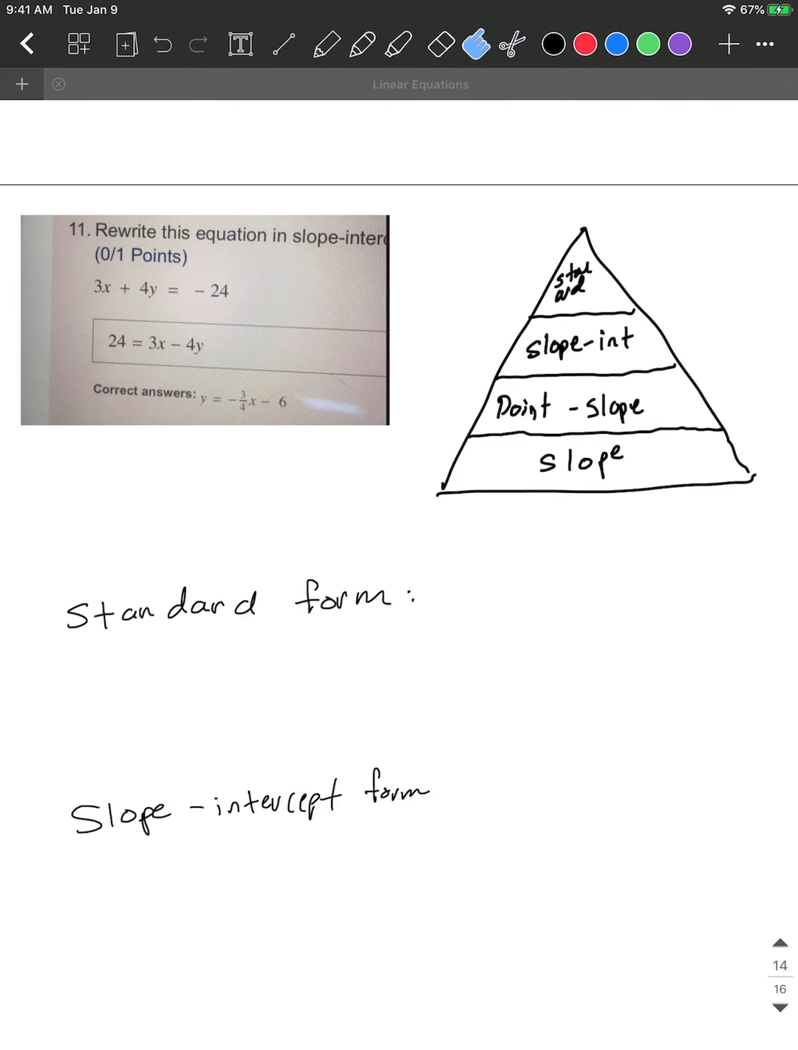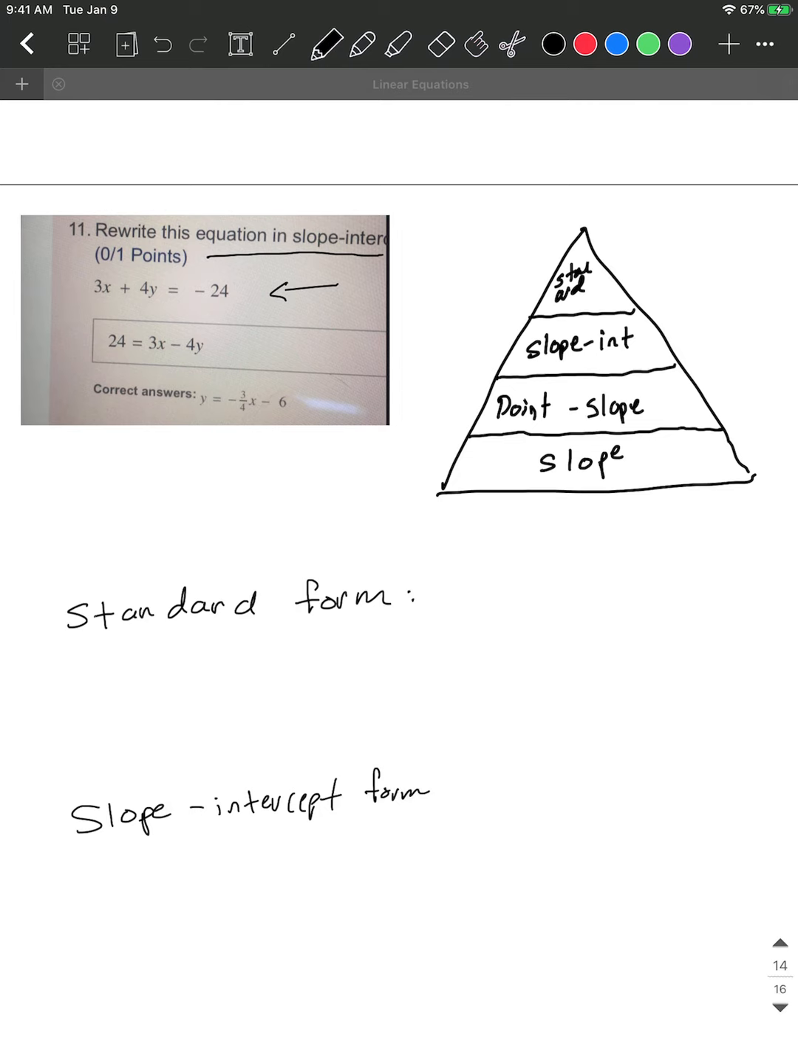So on this one, we're going to go ahead and look at another example problem that I got before. The equation here is 3x plus 4y is equal to negative 24. Now, the question's a little cut off, but you can see it says rewrite the equation in slope-intercept form. So they want slope-intercept form.